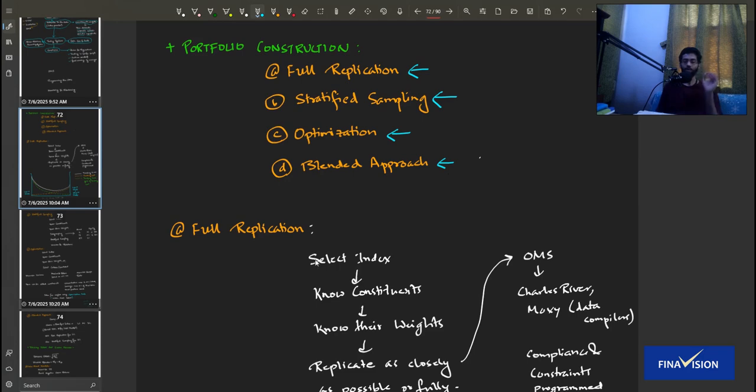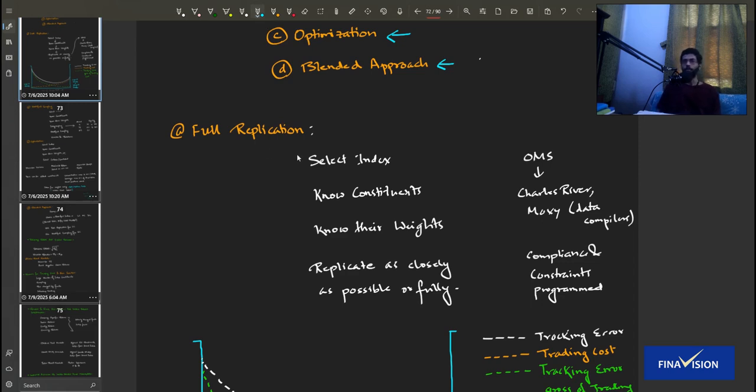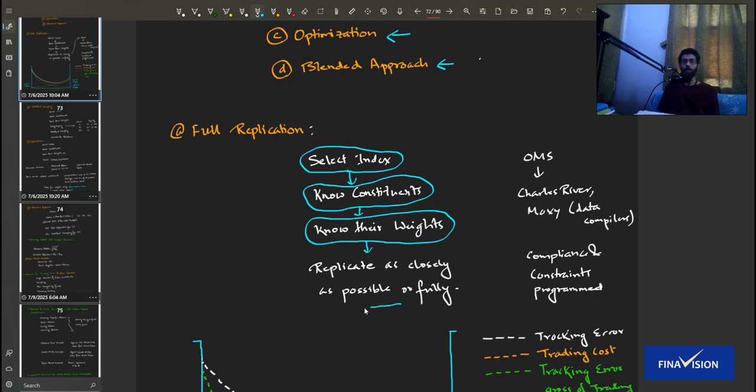Now we'll look at each of these processes in a little bit more detail. So first we'll discuss full replication. How is a full replication done? Obviously, first the index is selected, which is going to be the benchmark for the portfolio. Then the constituents and their weights are known. Then replication is attempted as closely as possible, or preferably fully. So it is as simple as that.